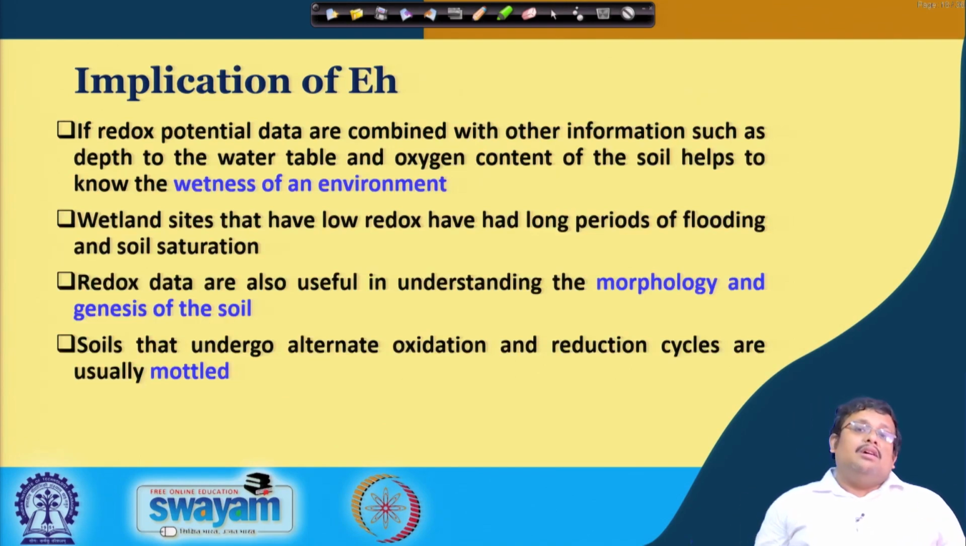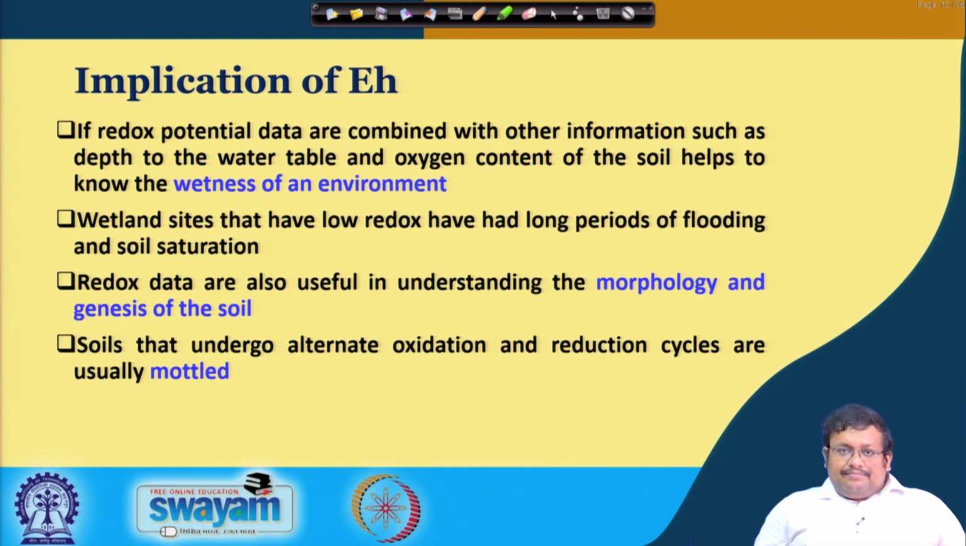Now, what is the implication of EH? If the redox potential data are combined with other information such as depth to the water table and oxygen content of the soil, it basically helps to know the wetness of an environment. Obviously, this redox potential is more highly used in defining the chemical condition of an anoxic soil, a flooded soil or submerged soils. So, basically the wetness of an environment can be detected by using these EH values with the help of some other indicators.